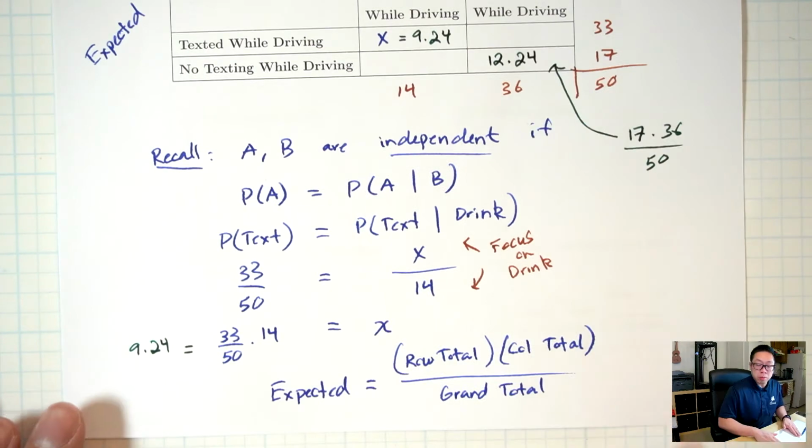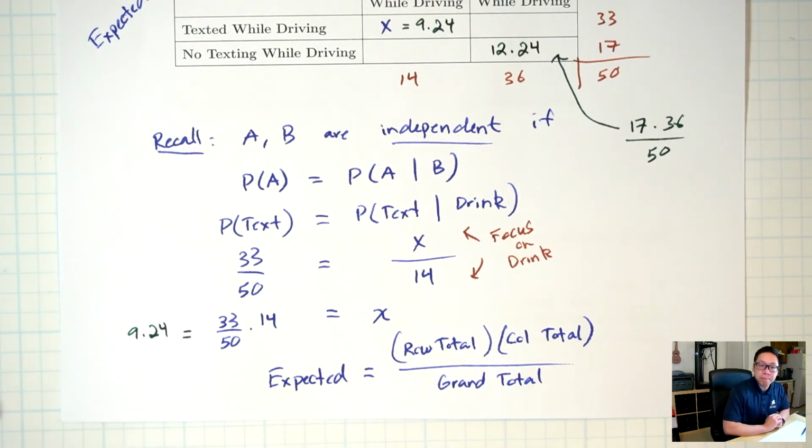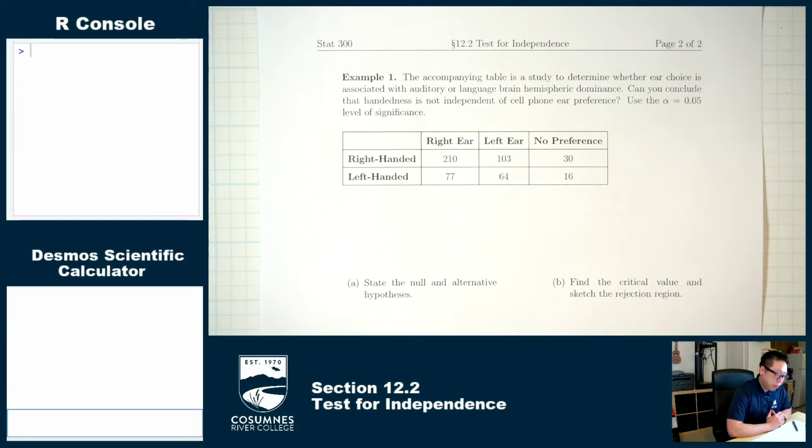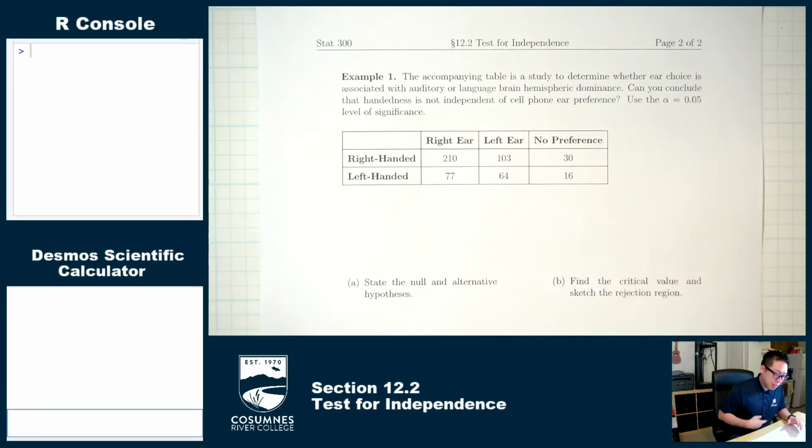I'm not going to do that because we're going to do another example all the way through. Example 1. The accompanying table is a study to determine whether ear choice is associated with auditory or language brain hemispheric dominance. What does that even mean? Brain hemispheric dominance is really just saying which side of your brain is more dominant. In other words, are you right-handed or left-handed? And what we're talking about here is, can you conclude that handedness is not independent of cell phone ear preferences? In other words, if you're right-handed, do you prefer to put your phone to your right ear or your left ear? Or do you have no preference?